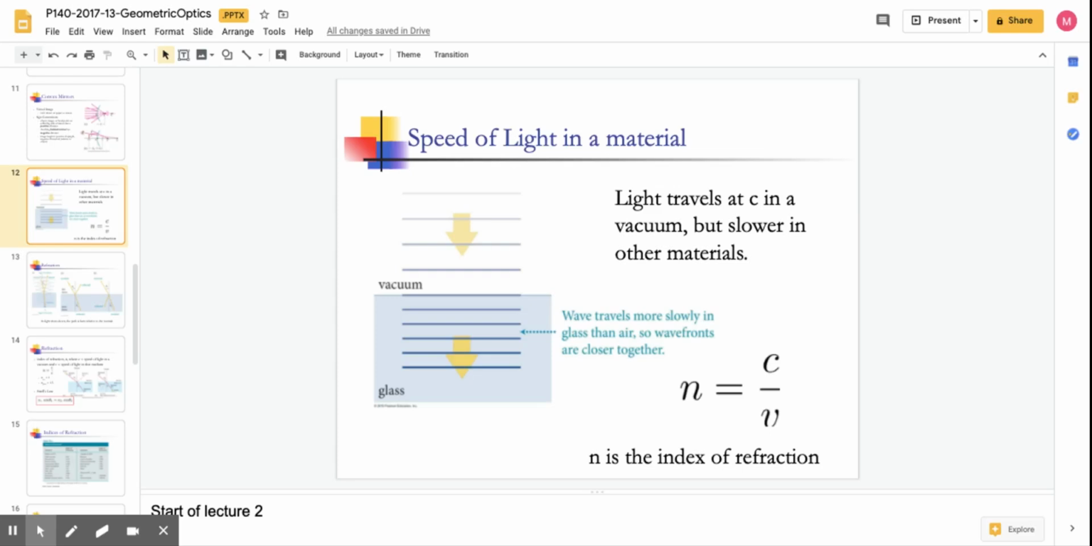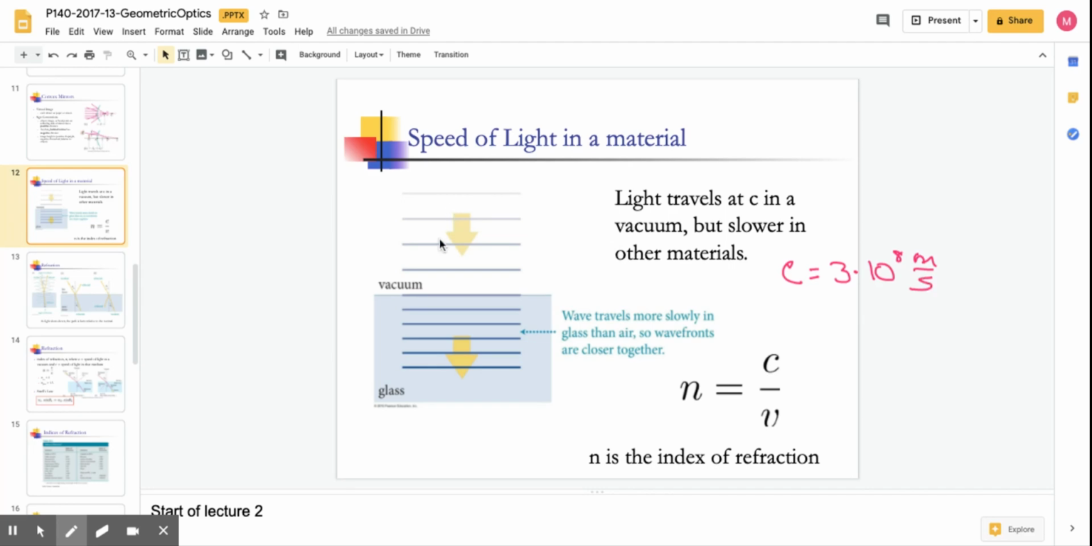Okay, so now we're going to move on to refraction. And when we talk about refraction, we need to talk about the speed of light. So the speed of light travels at c, which represents 3 times 10 to the 8th meters per second. And I'll just write that in. So c equals 3 times 10 to the 8th meters per second.